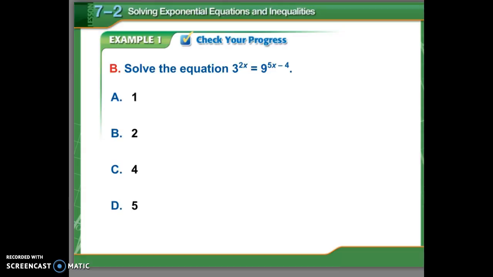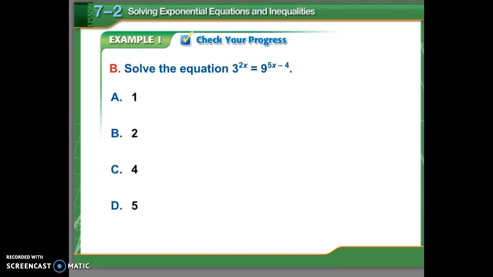Part B, same thing, pause the video as long as you need, find the same base, and then solve the algebra equation from the exponents. And what we're going to see this time is that our answer is choice A, x equals 1.